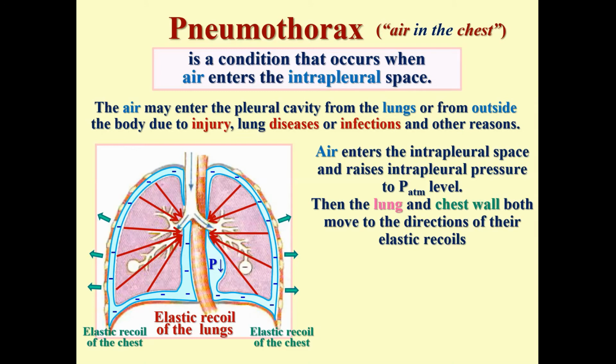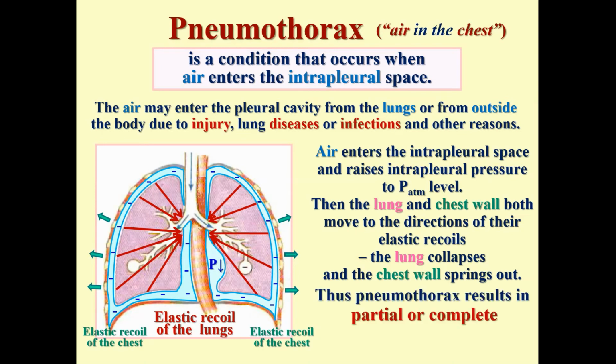So there is no force that keeps the two parts of the pleura together, and the lung and chest wall are not kept together anymore. So the lung will move in the direction of elastic recoil, which means toward the roots, and the chest wall will become larger, more rounded. That's what happens in case of pneumothorax. The lung collapses and the chest wall springs out.